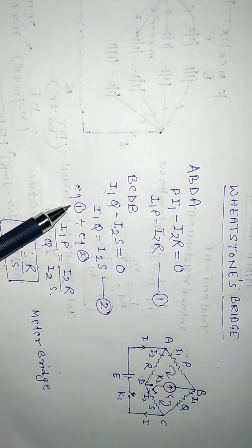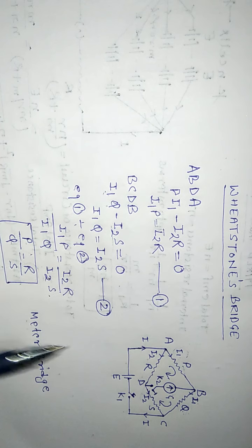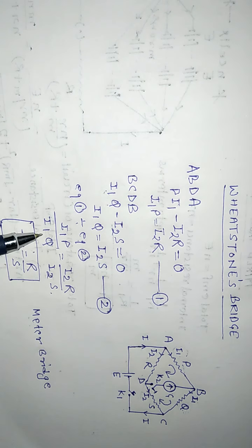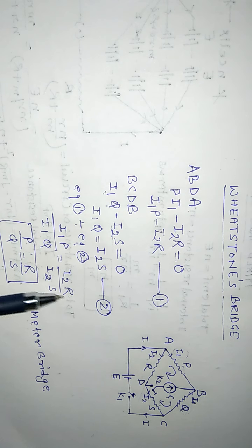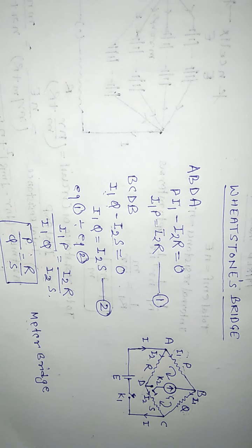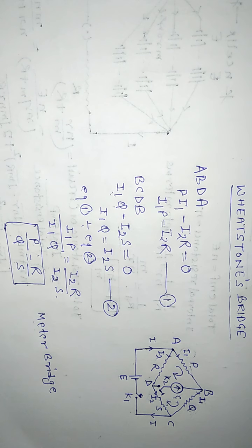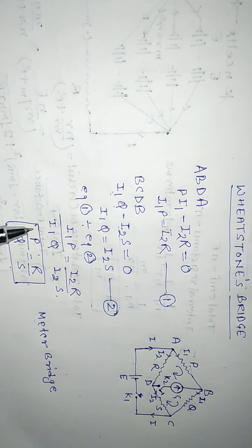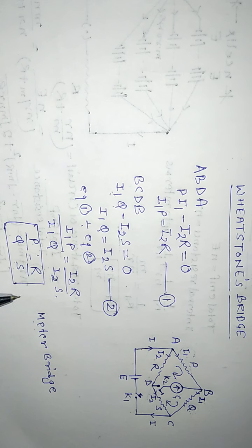Now dividing equation 1 by equation number 2, we will get I1P upon I1Q is equal to I2R upon I2S, or P upon Q is equal to R upon S. This is called the condition for a Wheatstone bridge to be balanced.